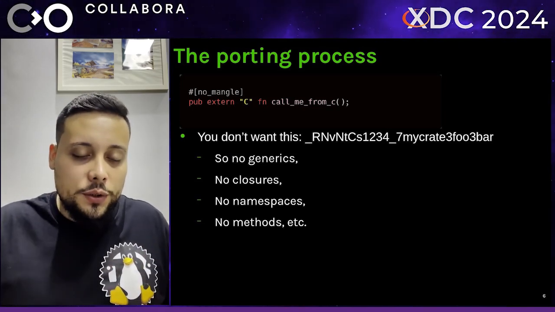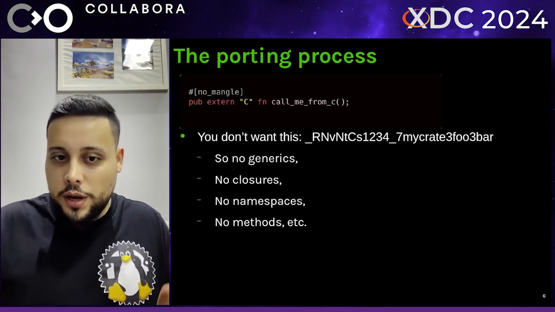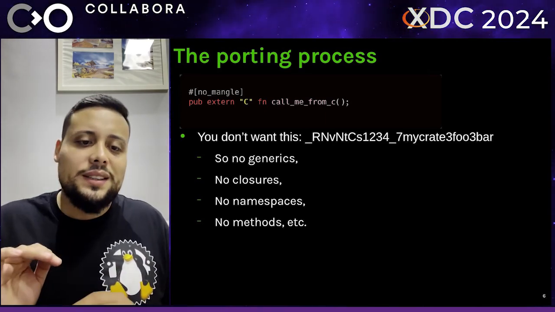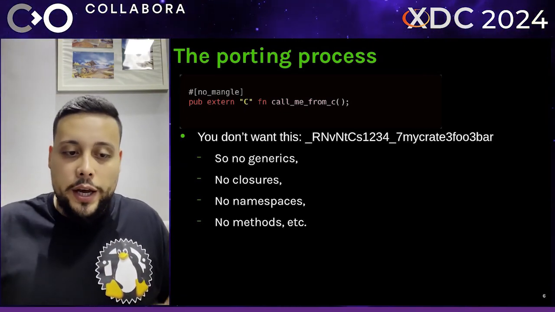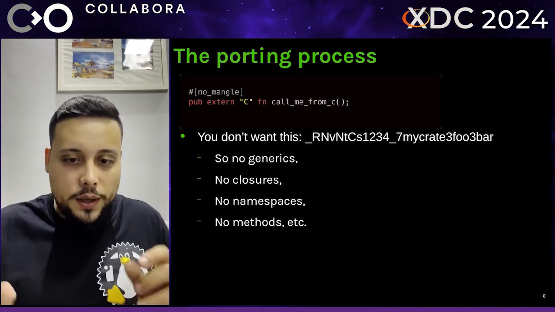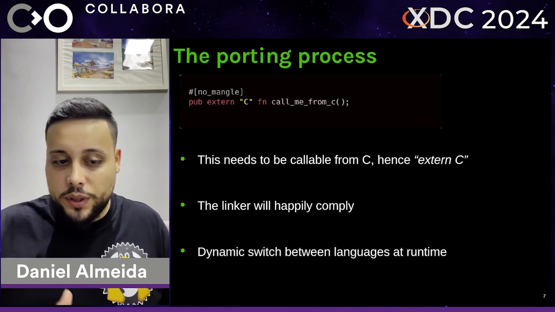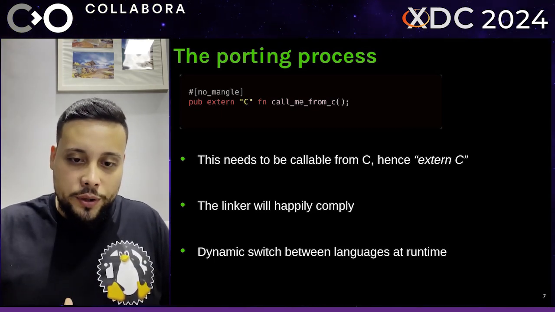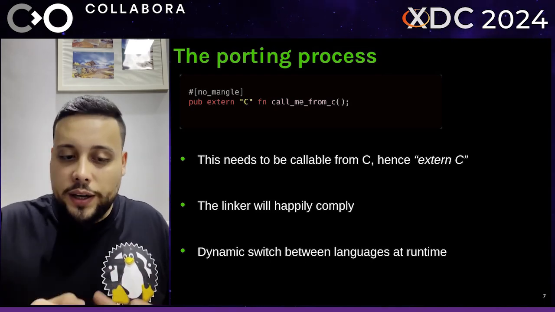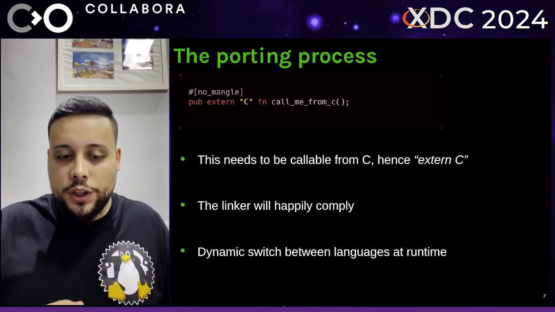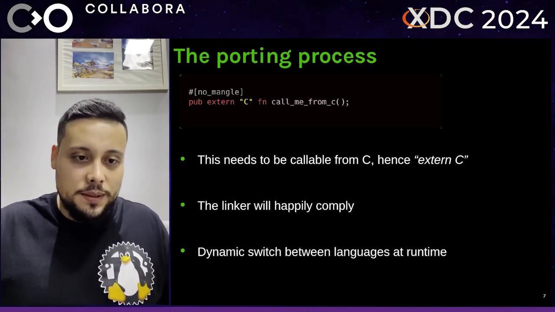So you lose access to all of these things, to generics, closures, and namespaces for your public API, not for the rest of your code, but for your public Rust API. But that doesn't really matter, because once you translate that to C, C doesn't really understand any of these things anyway, so we're not losing anything. And the extern C token is basically to make sure that the machine code that's emitted by the Rust compiler can actually be called from C, right? And turns out that if you emit this machine code and you tell the linker how to find it, the linker will link against your function, and you'll get a dynamic switch between the two languages at runtime. Nice, right?